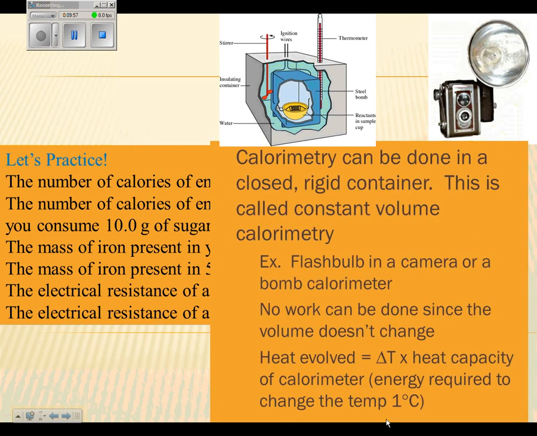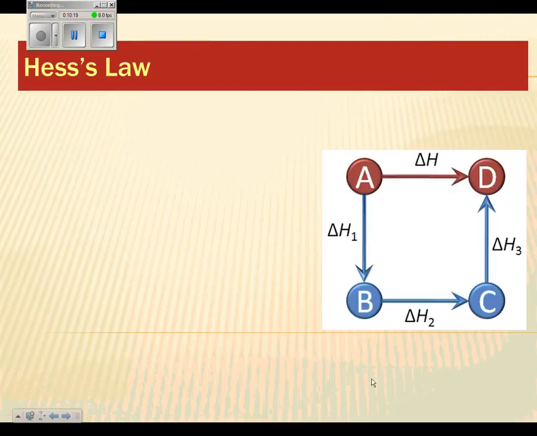Okay, so here, calorimetry can be done in a closed, rigid container. This is called constant volume calorimetry. This could be called a bomb calorimeter. A flash bulb in a camera is a good example of this. No work can be done since the volume's not going to change. And the heat evolved, you could just calculate the change in temperature times your heat capacity and solve it. Pretty straightforward. What we're going to be using, though, are coffee cup calorimeters.